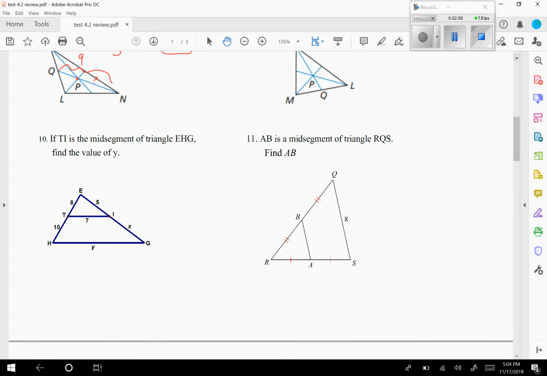Question 10. If TI is the mid-segment of triangle EHG, find the value of Y. Okay, so this is the mid-segment, and we need to find the value of Y, which is this side down here. So remember, when you're going from the mid-segment to the third side, you're going to multiply by 2, so times 2. So 7 times 2, that's 14. So Y is 14.